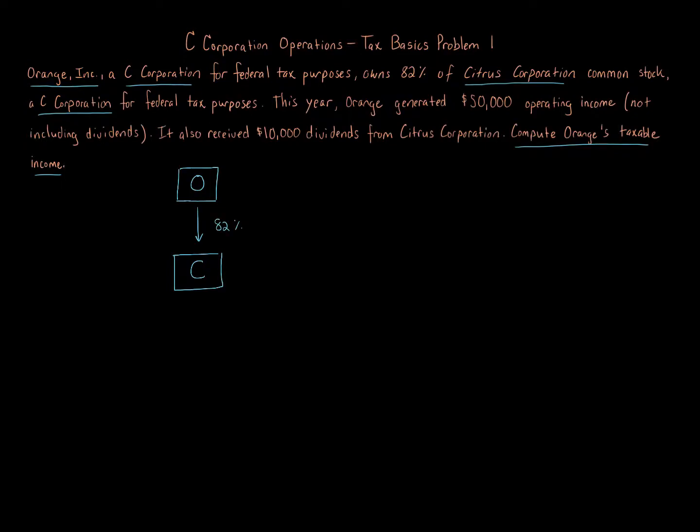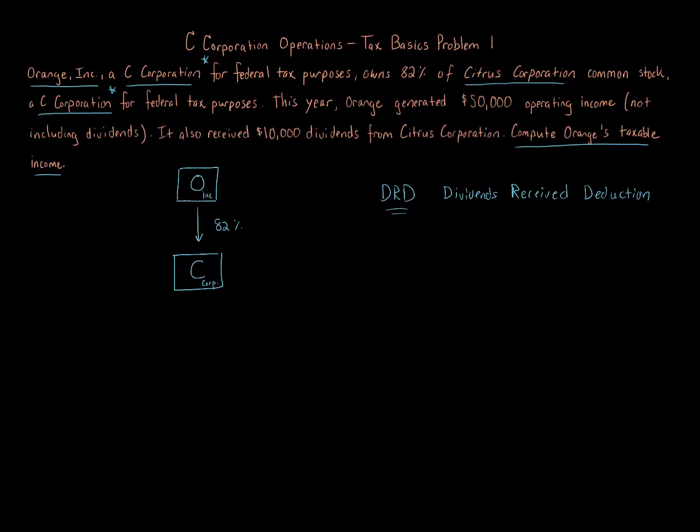So Orange Inc. owns 82% of Citrus Corporation. And again, they're both C corporations. That is very important. Anytime you see a problem where one C corporation owns another, very likely the dividends received deduction, DRD, not DDR, not the game Dance Dance Revolution, but DRD, the dividends received deduction, is going to come into play. Anytime you see a C corporation owns another C corporation in a problem, there's probably going to be some aspect of it. There could be other issues, but that's one thing. And we have that here.